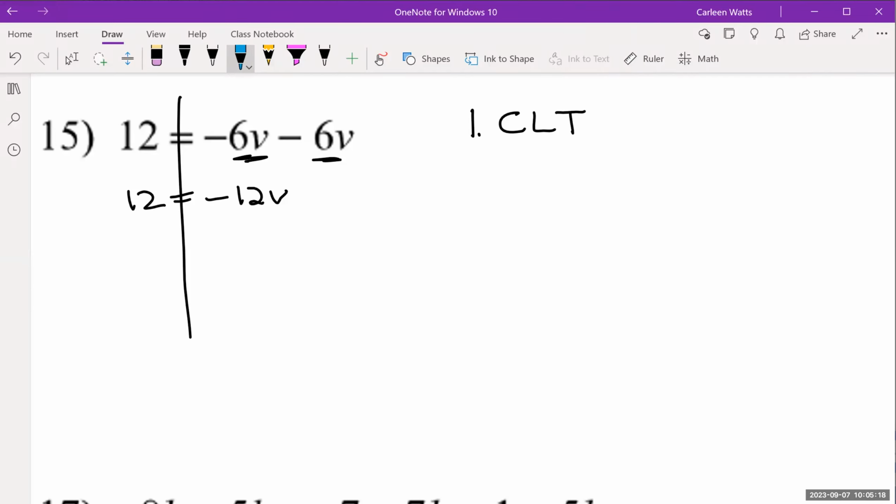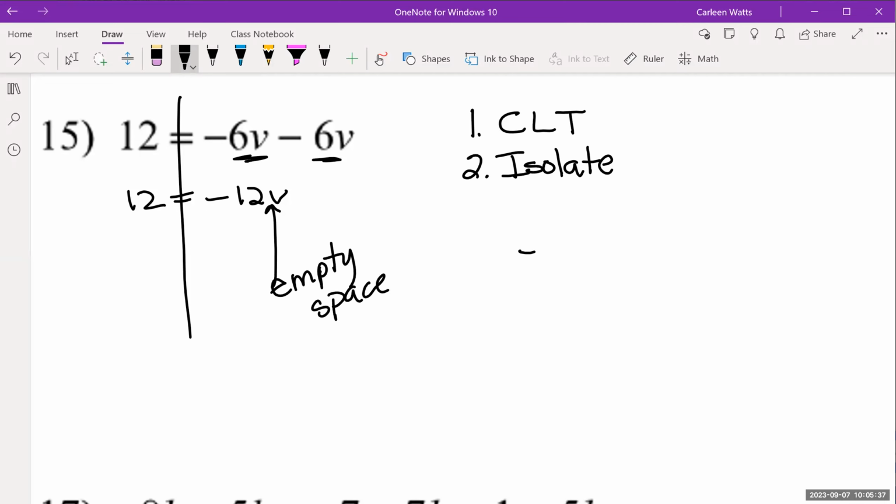Okay, so now I did combine like terms, and now isolate. Okay, time for my Taylor Swift imitation. Notice there is an empty space. -12V. There is an empty space between the 12 and the V. Okay, I've got an empty space, baby. I'll write your name. There's my Taylor Swift imitation.